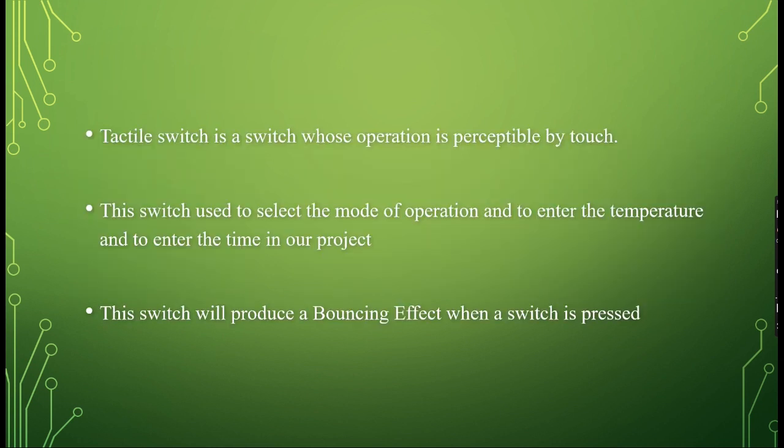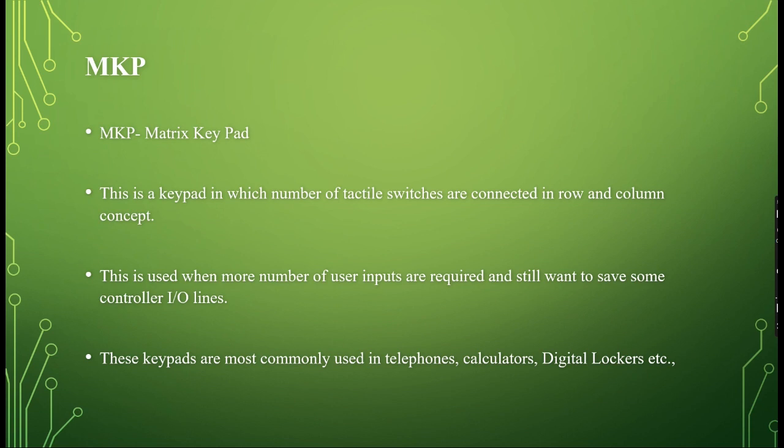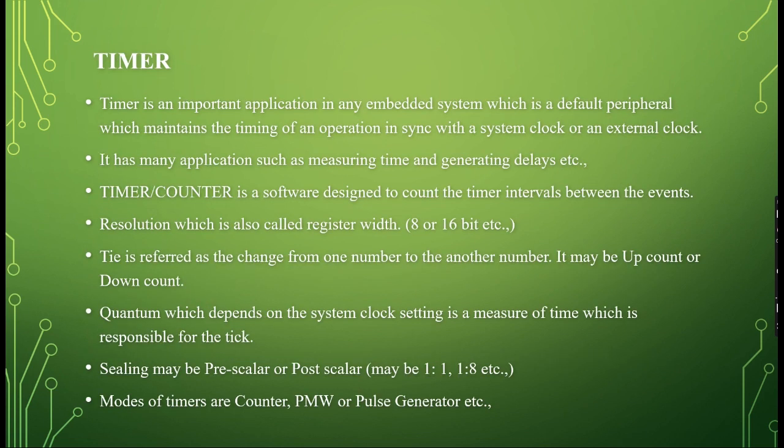A tactile switch is a switch whose operation is perceptible by touch, and this switch will produce a bouncing effect when it is being pressed. It is usually used as an input device. An MKP is a matrix keypad which is made up of a number of tactile switches connected in rows and columns. This is used when more user inputs are required and we still want to save some controller input-output lines. For example, telephones, calculators, digital lockers.